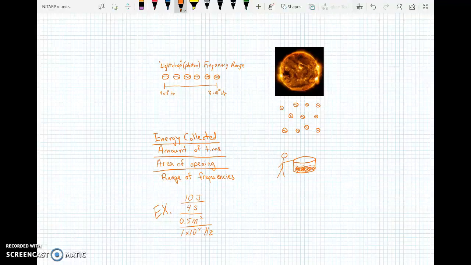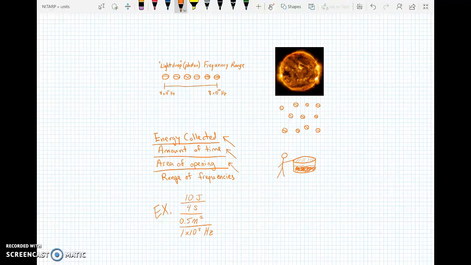And so a good idea would just be to keep track of how much overall energy was collected by our detector. So we're going to keep track of how much energy we catch in our bucket. And we're also, again, going to keep track of how much time we collect for, because if we collect for more time, then we're going to collect more light drops and therefore more energy. We also want to keep track of the area of our opening. So the bigger and wider that this opening is, the more light we're going to collect and more energy we're going to collect. So we're going to keep track of that and divide by that again.